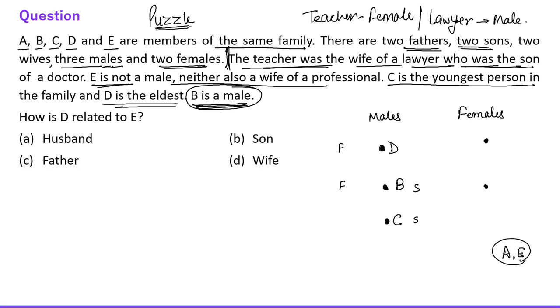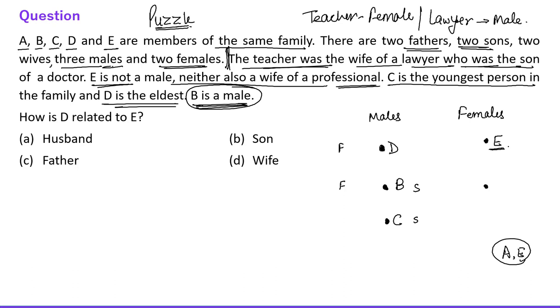Okay, E is not the male, neither the wife of a professional. And the question is saying the teacher was the wife of the lawyer. So E is not the teacher, right? Because E is not male, it means E is female, but she is not the wife of a professional. So E is female. And D is not doing anything, right?